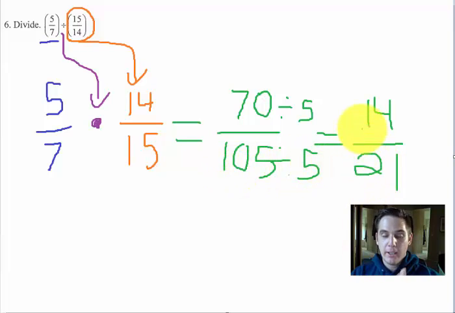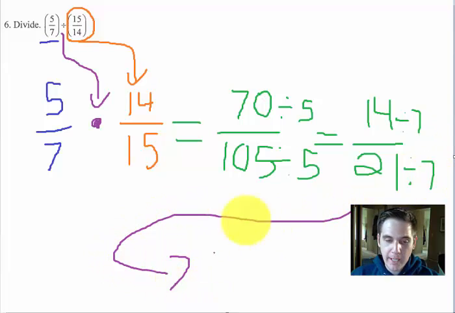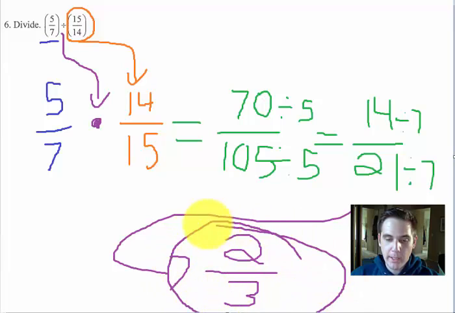But hold on. We need to check. Did we really reduce it, simplify it as much as possible? Well, no. 14 and 21 do have a greatest common factor in 7. So we need to divide them by 7. Leading us to our final answer of 14 divided by 7 is 2. 21 divided by 7 is 3. So 2 over 3 is our final answer.